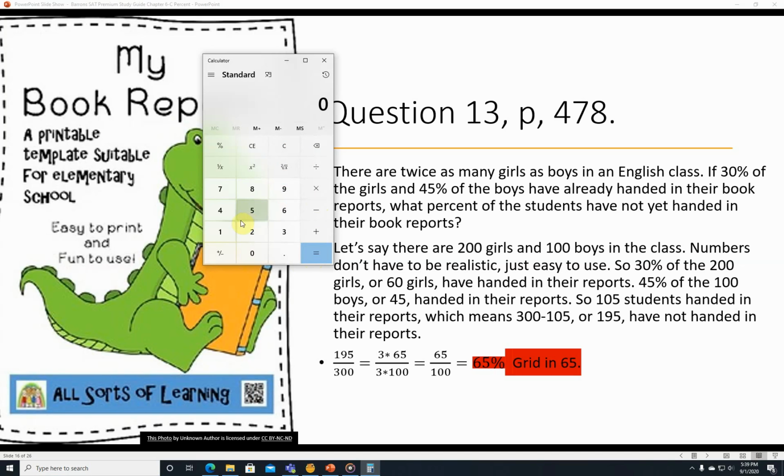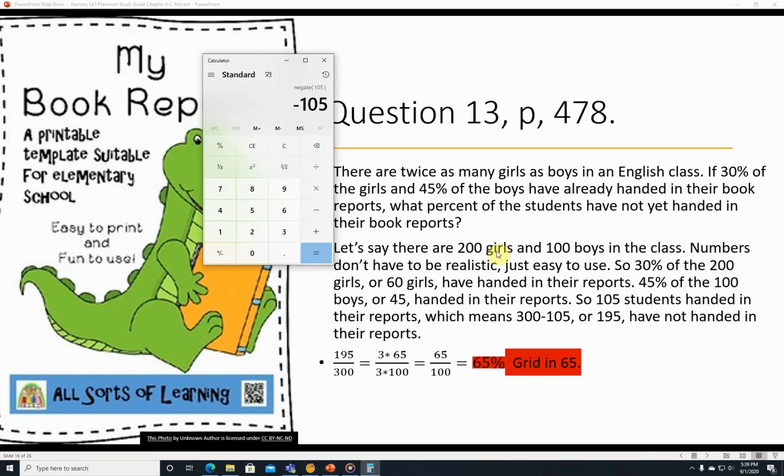And then 45% of the 100 boys, you should be able to figure that out without touching a calculator. Just know that 45% of 100 is 45. That's why I picked hundreds to do this. So we have 45 boys and 60 girls, that's 105 who did it.